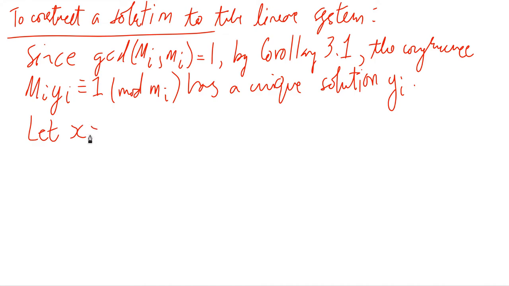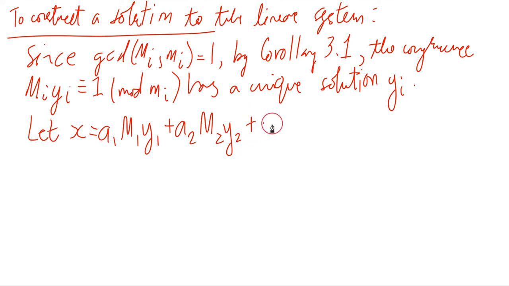So we will be considering this value of x, that it is equal to a sub 1 big M sub 1 y sub 1 plus a sub 2 big M sub 2 y sub 2 plus and so on until a sub k big M sub k and y sub k. This can be written as a summation, right?